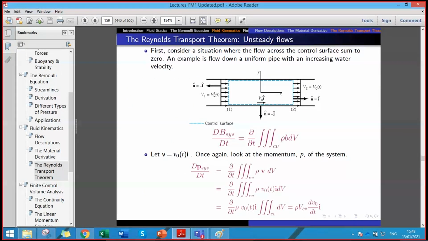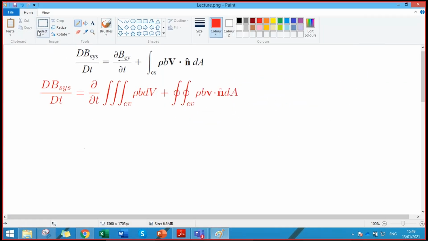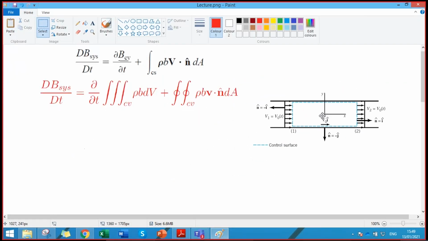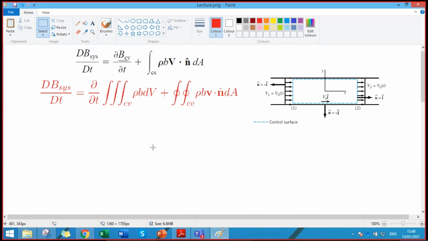So here is a situation, and we analyze it with respect to the Reynolds Transport Theorem. This is the situation, and I ask you to apply the Reynolds Transport Theorem on it. So what will happen here? This is your control volume. This imaginary dotted line represents your control volume, and these red lines I'm drawing are your control surfaces. The velocity at the inlet and the outlet is the same.